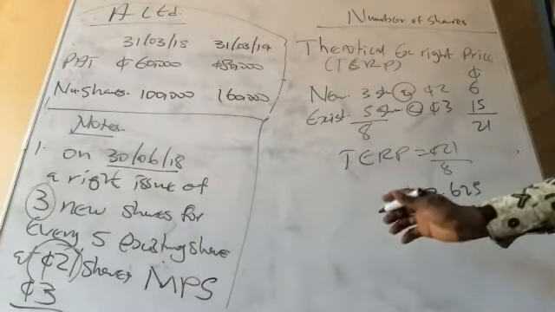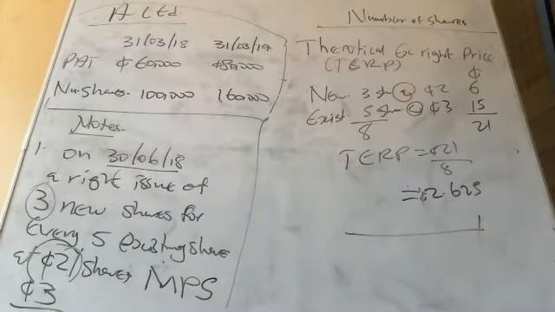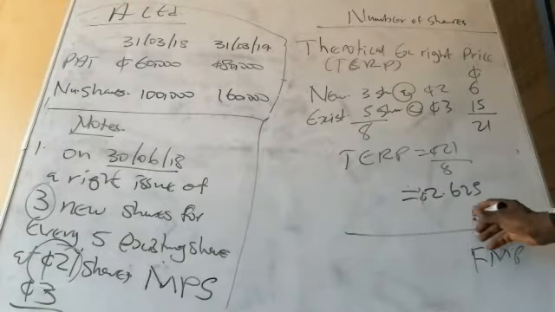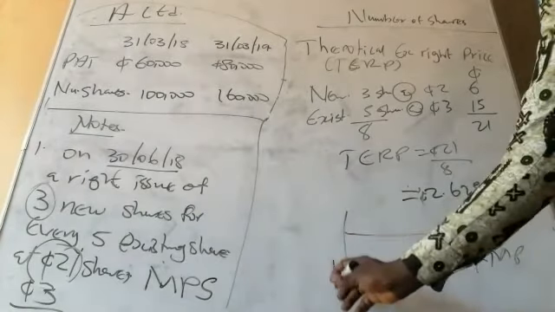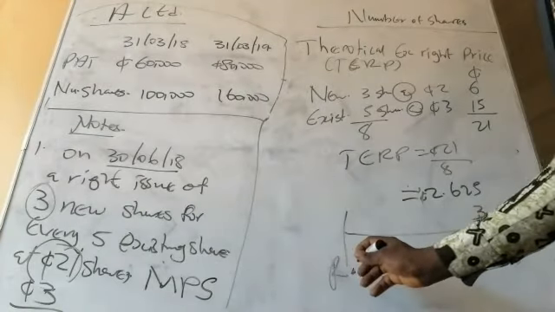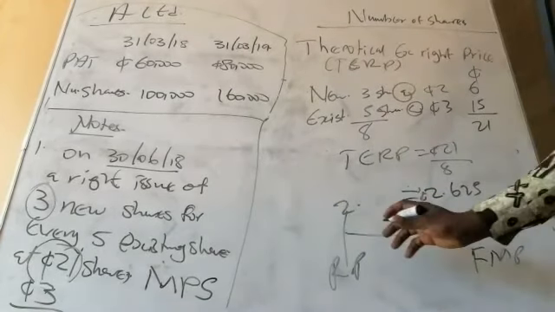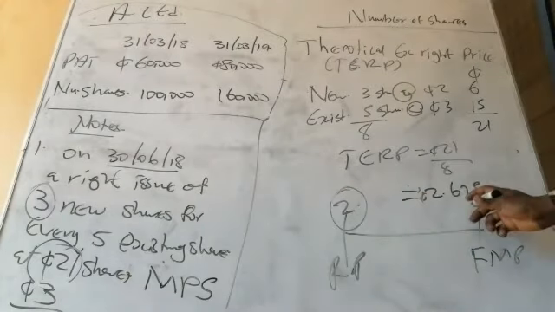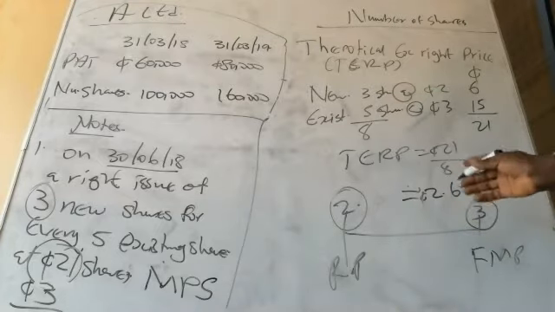Now, when you finish with the calculation, make sure that your answer is not more than the full market price. Full market price, that's 3 cedis. But not also less than the right issue price. The right issue price, which is what? 2 cedis. So the TEP always, the answer is between the right issue price and what? The full market price. And 2.625 confirms that.